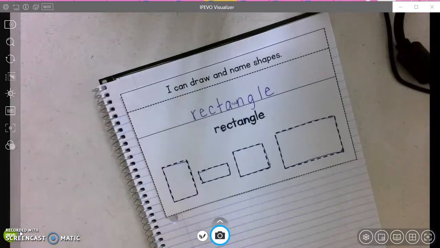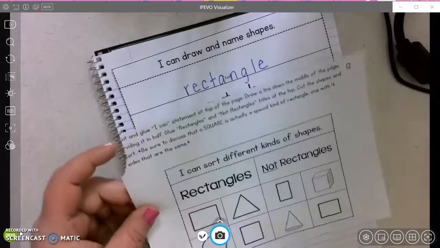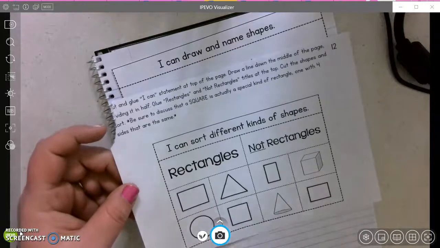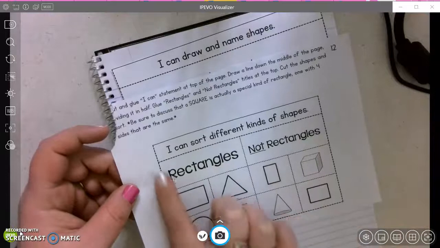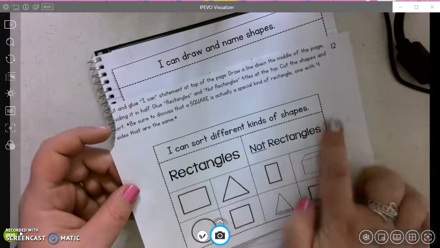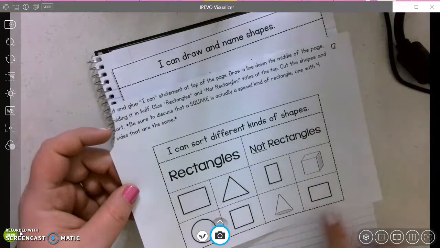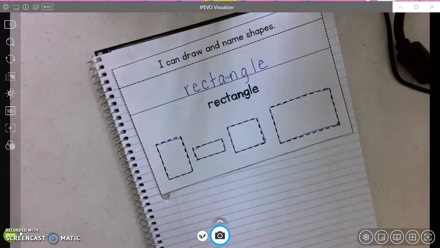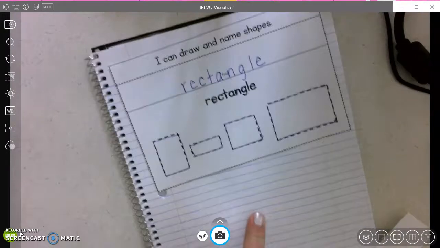Alrighty, when you're done with this, we're going to move on to sorting different kinds of shapes. So for this one, we're going to cut out the I can statement. We're going to cut out the rectangles and the not rectangles. And then we're going to cut out each of the little squares. So we have lots of cutting for this one. If you need to pause your video to cut this one out, that is perfectly okay. And we're just going to put this on the bottom of our rectangle page, right in this open area.